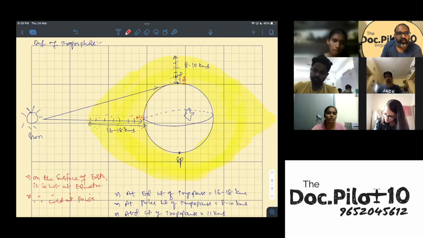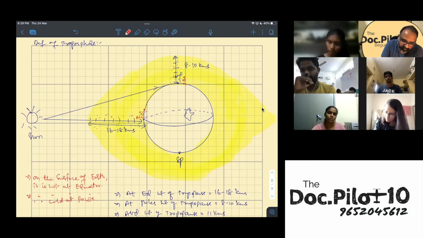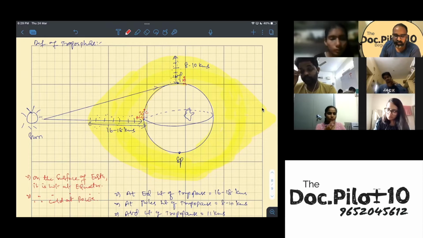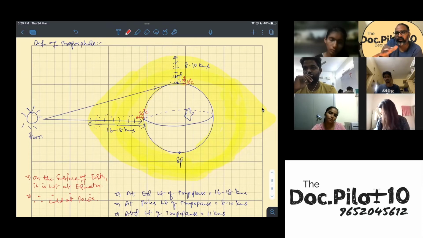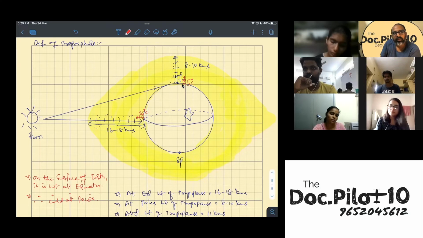Okay. Now, let's say at the equator, temperature is 35 degrees centigrade. I'm taking a rough value. At the poles, the temperature is, let's say, 10 degrees centigrade average. Okay, all the pole area, or let's say 5 degrees centigrade. So 35 at the equator and 5 at the poles. Now, what is the temperature at the tropopause if you calculate using the lapse rate?